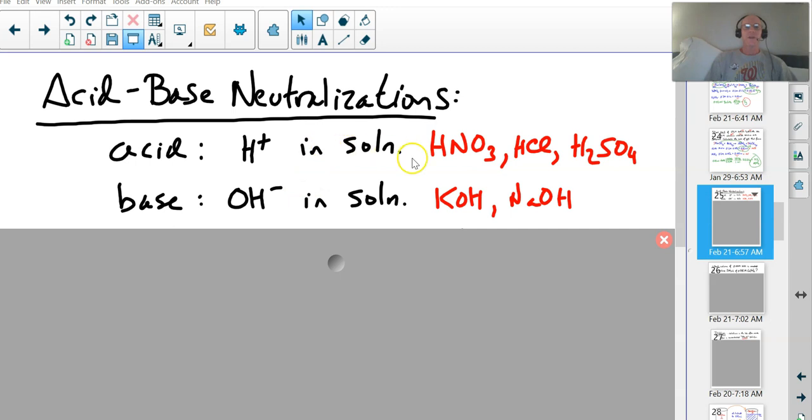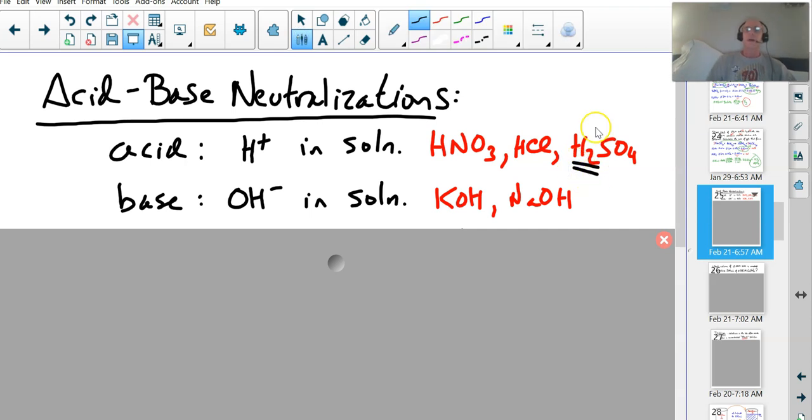Remember that acids are chemicals that have H plus in the front, shown by H2SO4, something that's called a diprotic acid. So it has two hydrogens in front. Bases are chemicals that have OH minus and give up OH minus to solution.